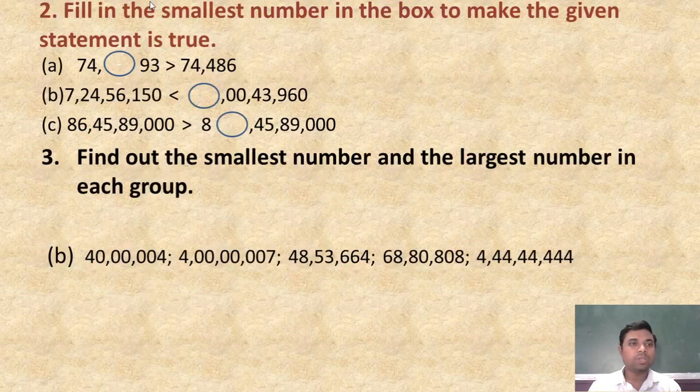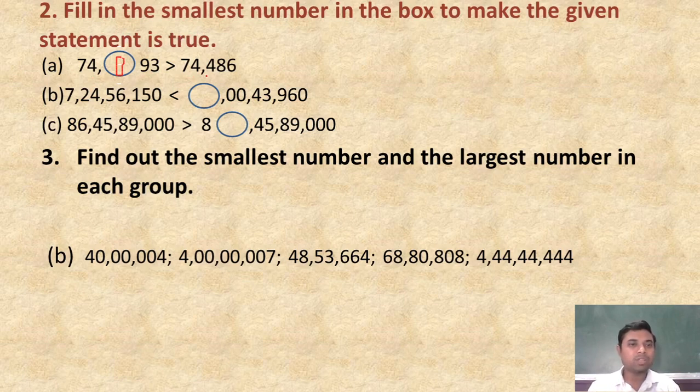Question number 2. Fill in the smallest number in the box to make the given statement true. Be very careful. You have to put a smallest number, so that the statement is true. That means here 74 and you have to put one digit, so that this number will be greater than this number. So smallest number, just start from 0.